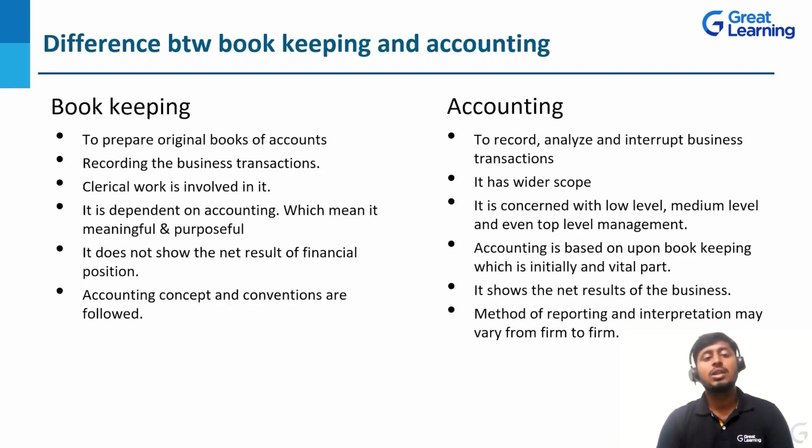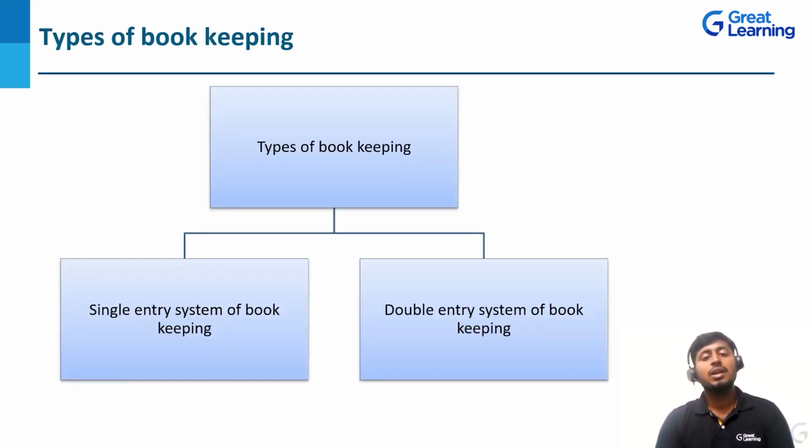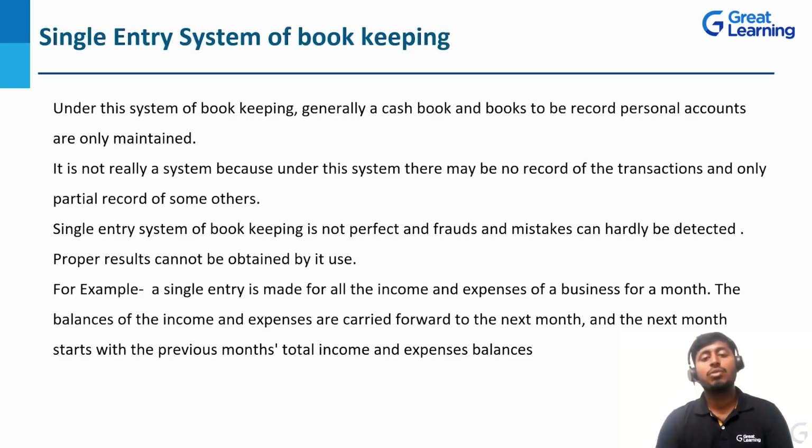Next, we have discussed the difference between bookkeeping and accounting. So what are the major differences between bookkeeping and accounting? Next, types of bookkeeping. We have two types of bookkeeping, that is the single entry system of bookkeeping and the double entry system of bookkeeping. And we have discussed the meaning of the single entry system of bookkeeping, which books they maintain, and what they record in it. All those we have discussed.